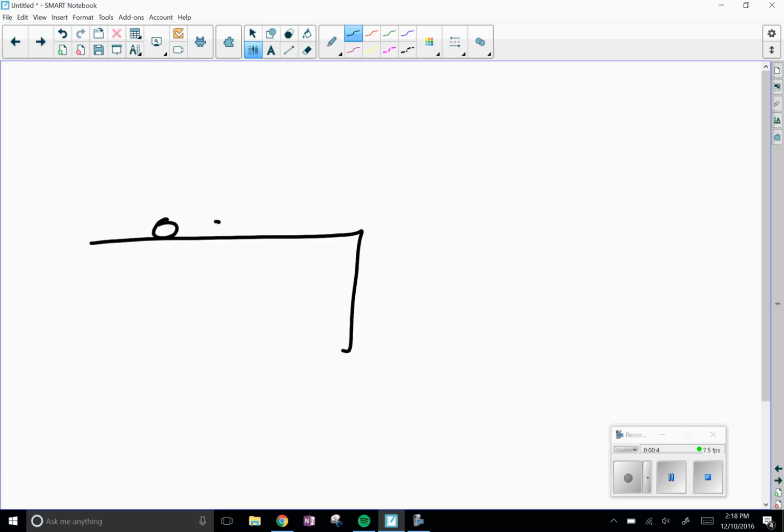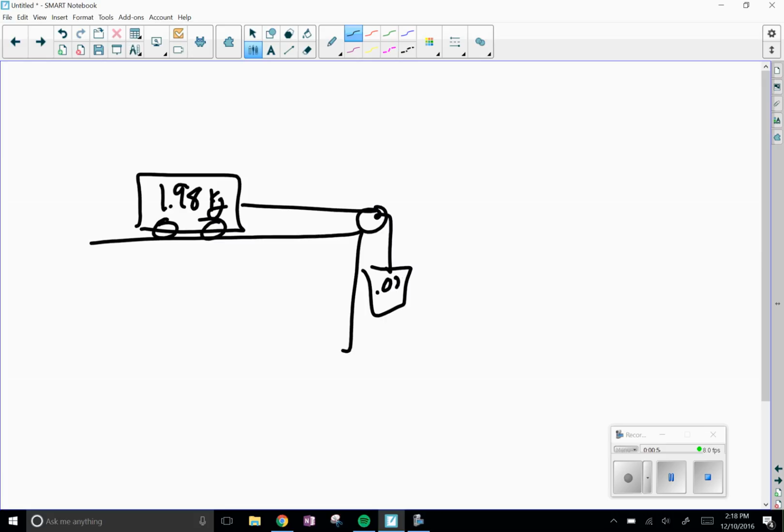You had your cart, and the mass of the cart was 1.98 kilograms. And then it was attached to a little hanging mass that was 0.02 kilograms. If you had figured it out, your predicted acceleration there should have been 0.163 meters per second squared.